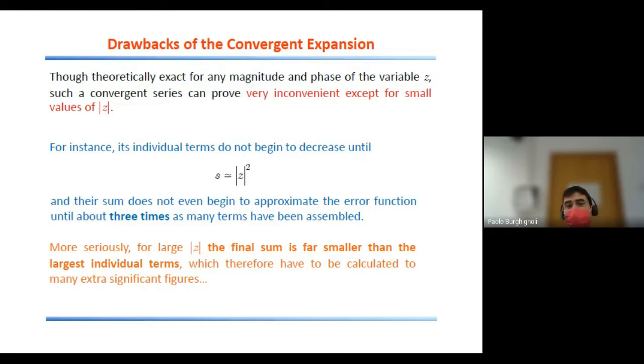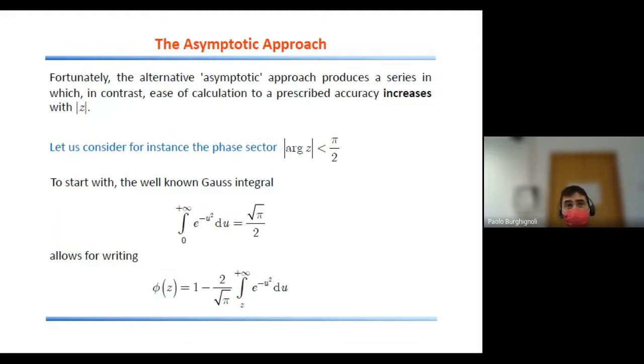So in the end, if you have a really very large absolute value of z, it's hopeless to use that series on a PC with a finite number of digits. But fortunately, there is an alternative and very simple approach which allows you to calculate that series for very large values of z.